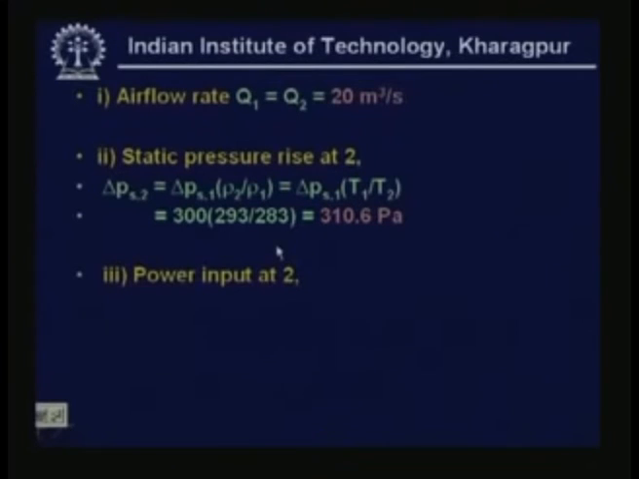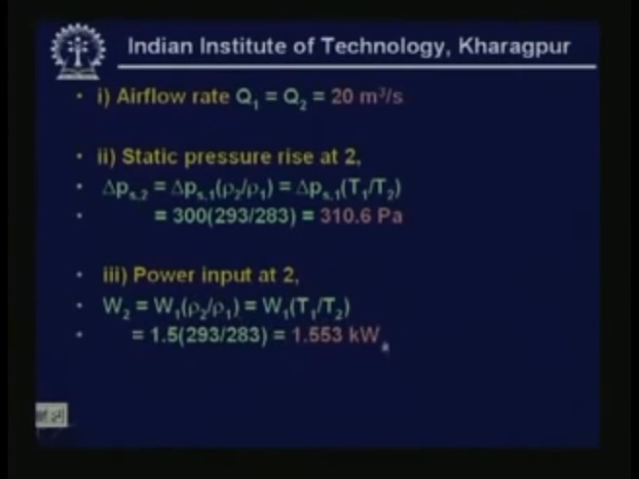Next, power input. Power input is also directly proportional to density. That means power input at new condition 2 is equal to power input at condition 1 multiplied by the density ratio rho 2 by rho 1. So, if you substitute the values, you find that the required power input is 1.553 kilowatt. So, you can see how useful the fan laws are.